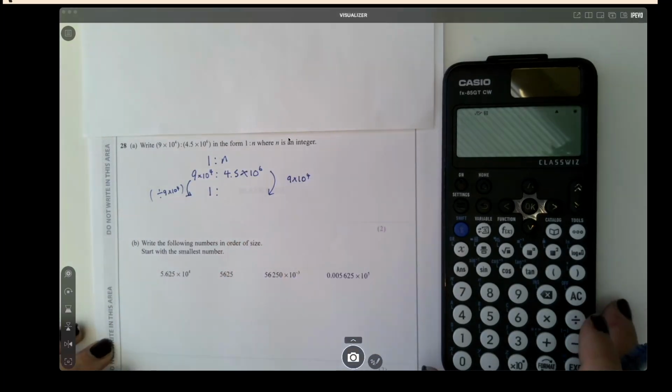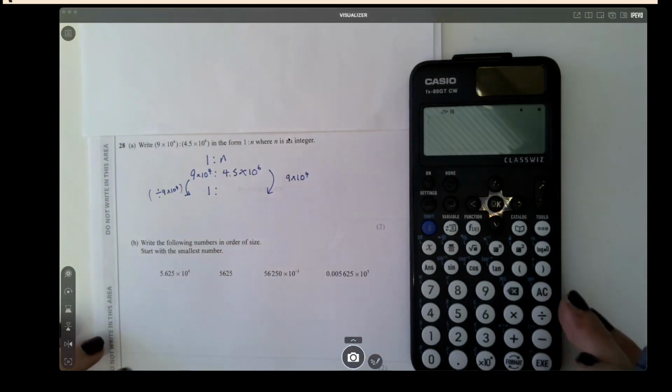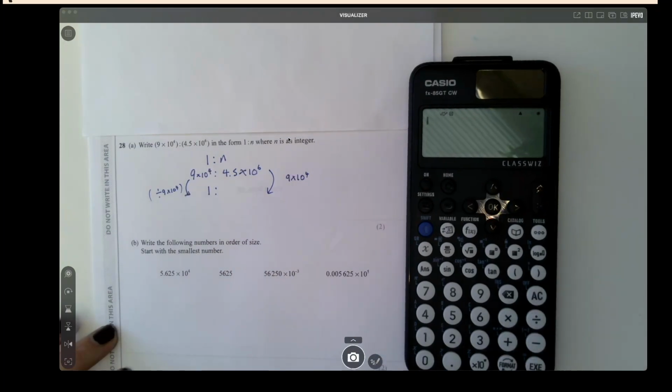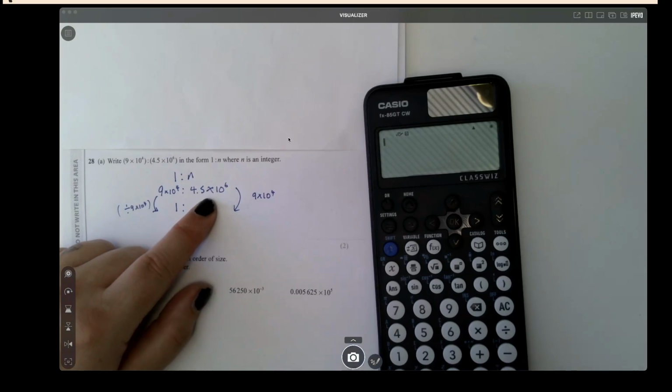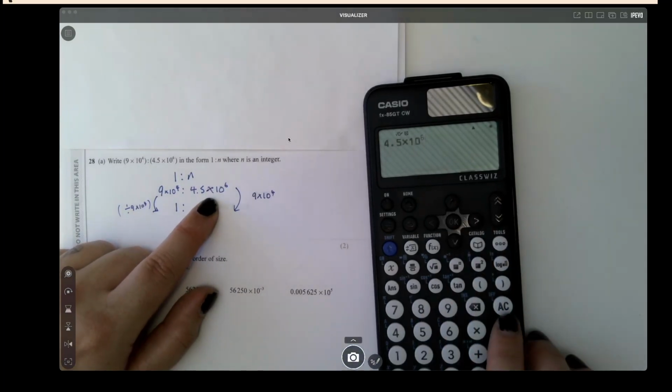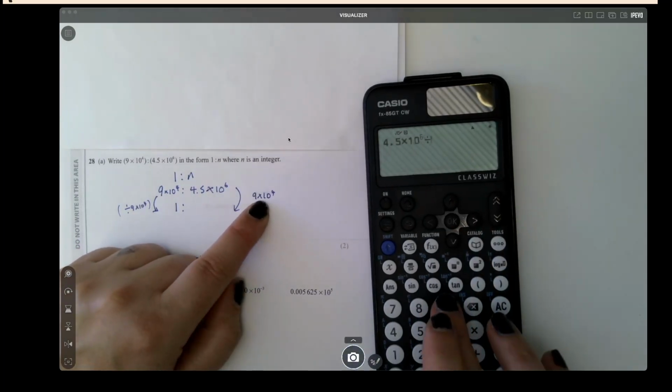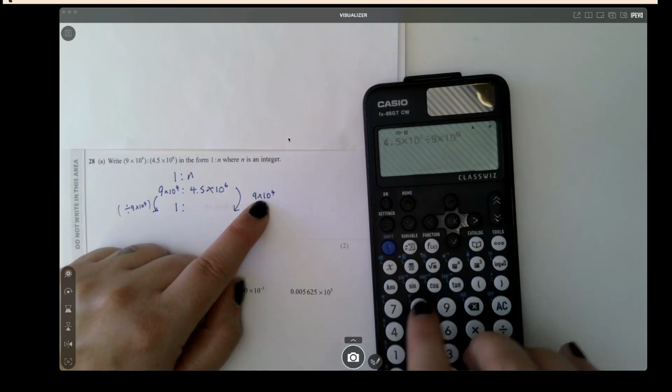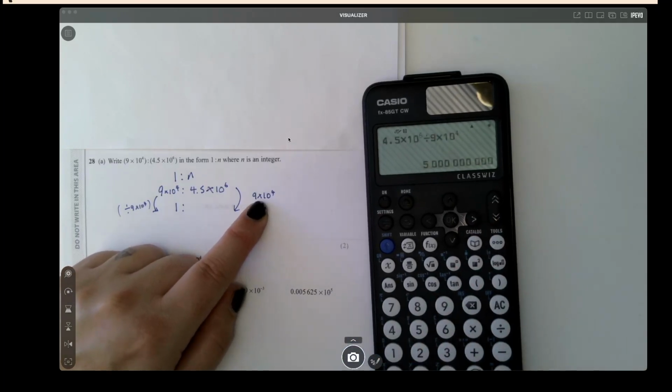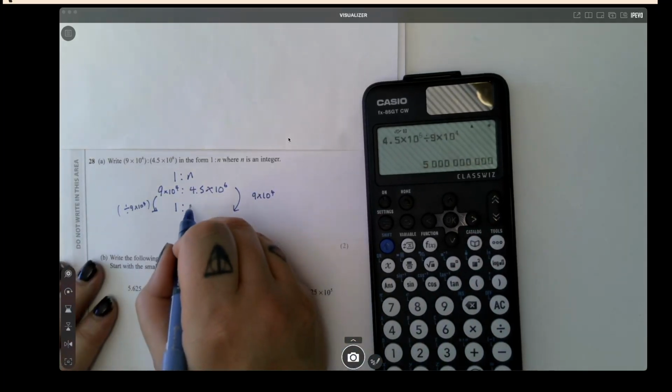So it's division in standard form, it's just wrapped up in a slightly different package. So this is your standard form button here. Okay, so we're going to use that now. So we're going to write 4.5 times 10 to the power of 6, divided by 9 times 10 to the power of 4, which gives us a big number.